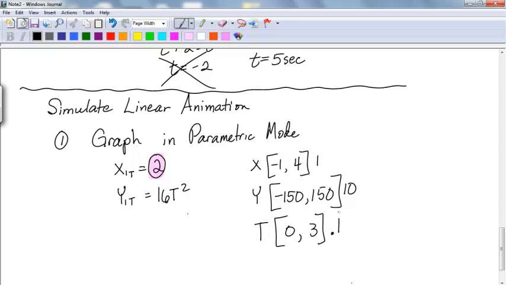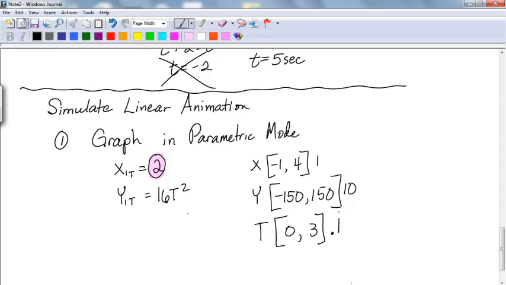Okay, so change your window first. Your t is going to go 0 to 3, 0.1 for your step. Your x min negative 1, x max 4, x scale 1, y min negative 150, y max 150, and scale 10. Okay, now let's go back and put the equations in. X sub 1t, let's go 2. Y sub 1t, 16t squared. Okay, and then graph it.